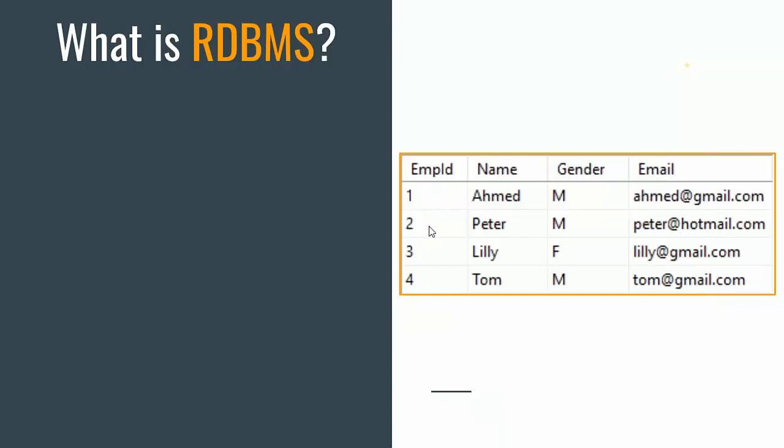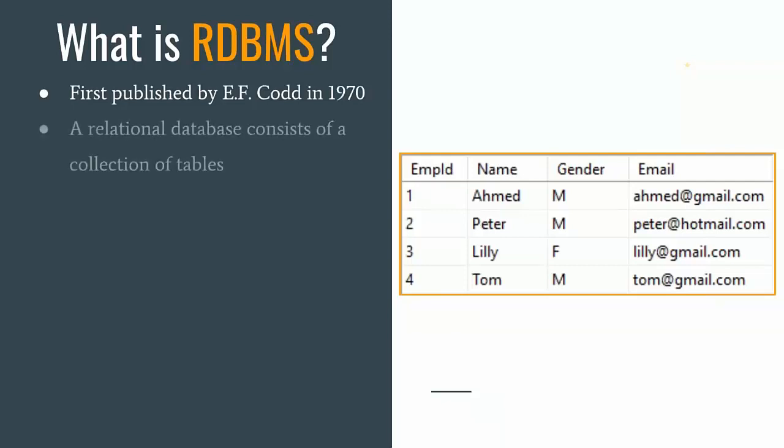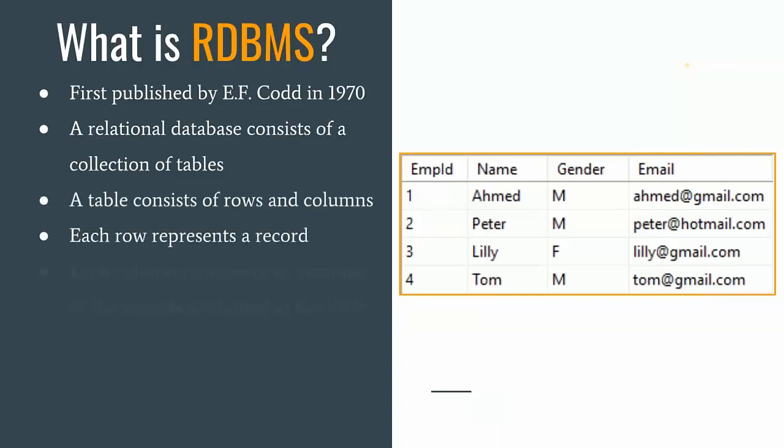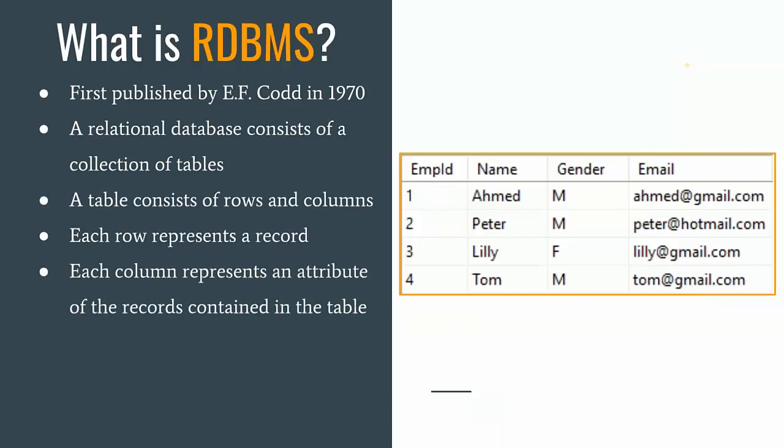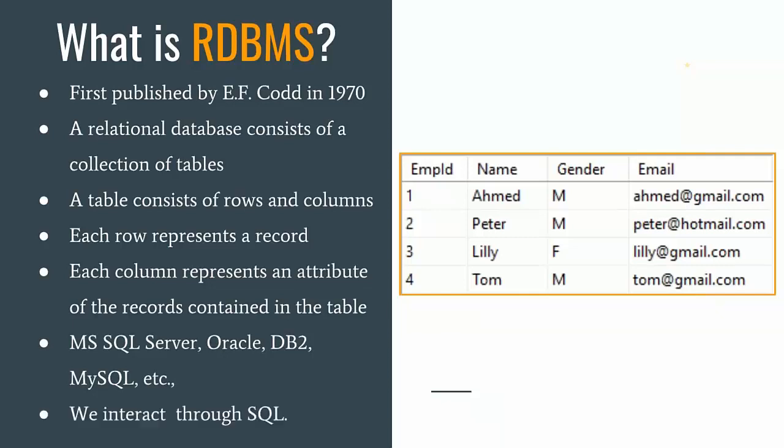And rows are nothing but your records, or we also call them tuples. It was first published by E.F. Codd in 1970. Little history. A relational database consists of a collection of tables. A table consists of rows and columns. Each row represents a record. Each column represents an attribute of the record contained in the table. So Microsoft SQL Server, Oracle, DB2, MySQL, these are all your RDBMS tools. We interact with our database using SQL. This point is important, the last point.